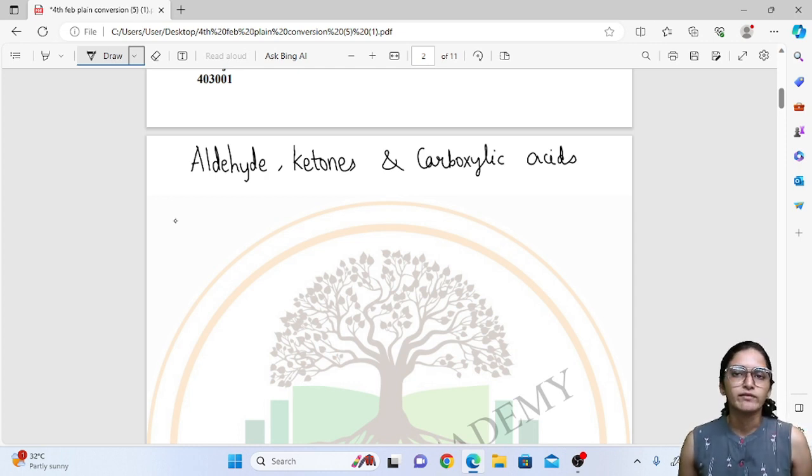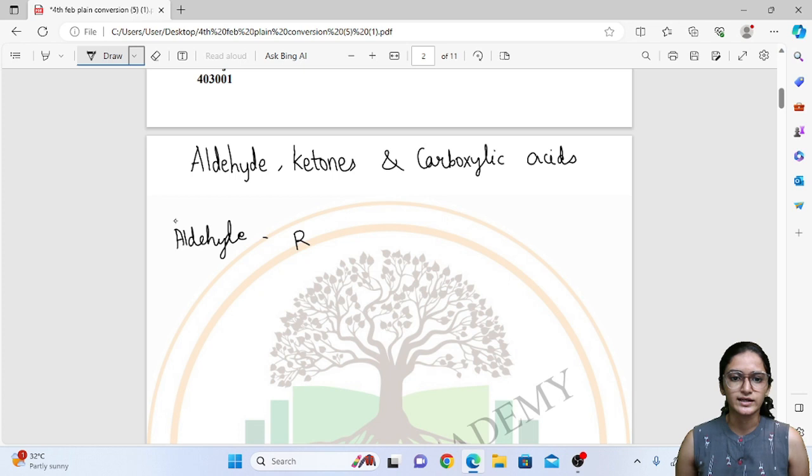Now for every compound there is a general formula. So for these compounds also there is a general formula which we will be denoting. So for aldehyde, how to write the general formula of aldehyde? Aldehydes basically fall under carbonyl compounds. Aldehydes, ketones, carboxylic acids and some other compounds fall under carbonyl compounds. Now what is a carbonyl compound? Carbonyl compounds are the compounds which have the C double bond O group in them.